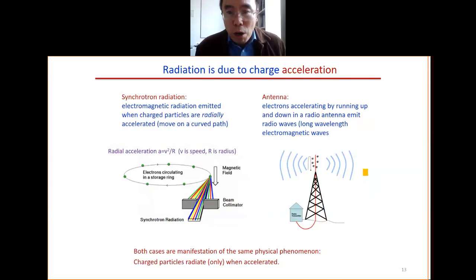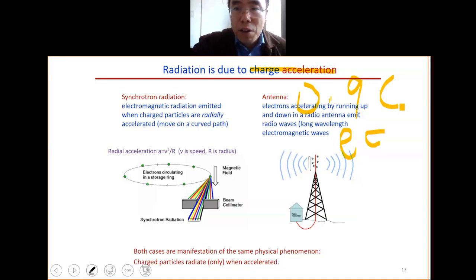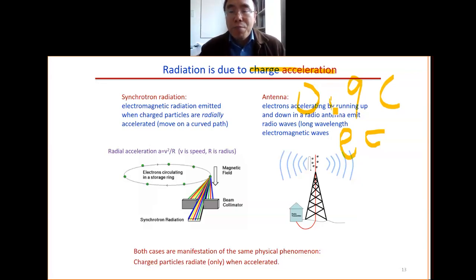So how come we have the radiation? Radiation is caused by charge acceleration. Some people may think that when the electron moves really fast, near the speed of light, it may emit. For instance, if the electron moves at 0.9 c, very fast, it may emit light.